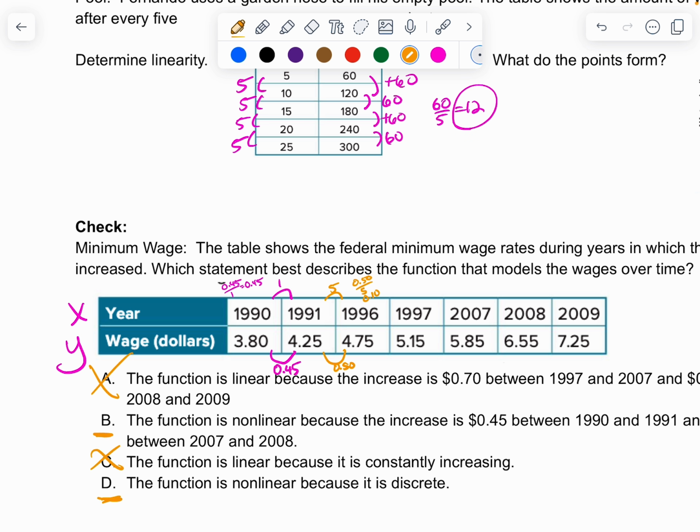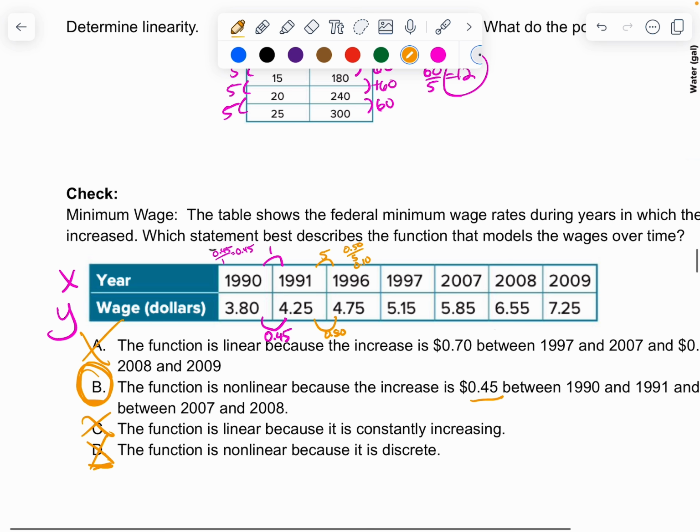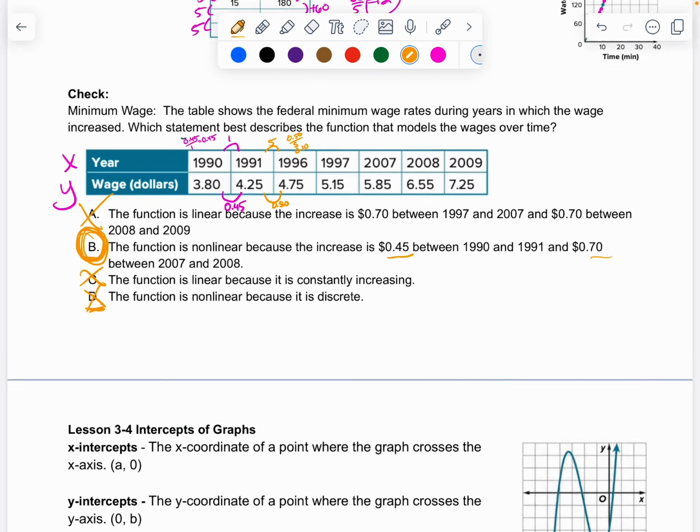Okay, then it says that because it is discrete, that's why it's linear or nonlinear. Guys, it doesn't matter if it's discrete or not discrete. Okay, it increases 45 cents between 90 and 91 and 70 cents between 2007 and 2008. So this is going to be my choice.